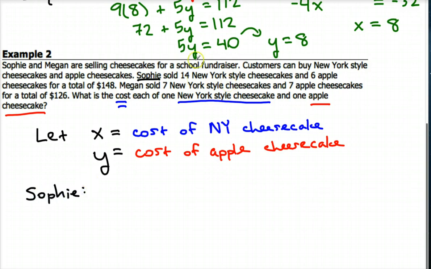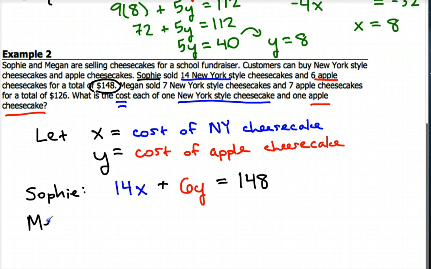She sold 14 New York style cheesecakes, so that means 14 times X, which is the cost of one New York, would be the total amount of money she got just from selling those New York style cheesecakes. She also sold 6 of the apples. So 6 times Y is going to be the cost that she got from apples, so we'll add that to our 14X. And her total that she sold was $148. So 14X plus 6Y equals 148.